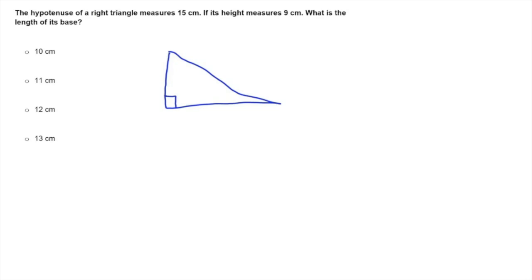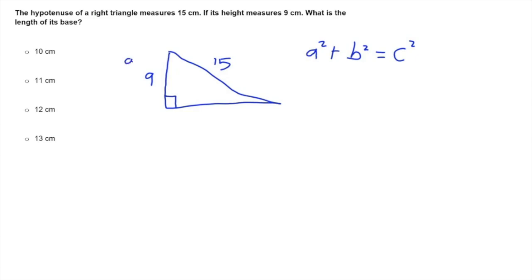And let's see, the information we have is the height is 9 centimeters and the hypotenuse is 15 centimeters. So remember the Pythagorean Theorem, our little cheat code to remember that is ABC. A squared plus B squared equals C squared. So let's fill in the information we have, and then we can figure out what to do from there.